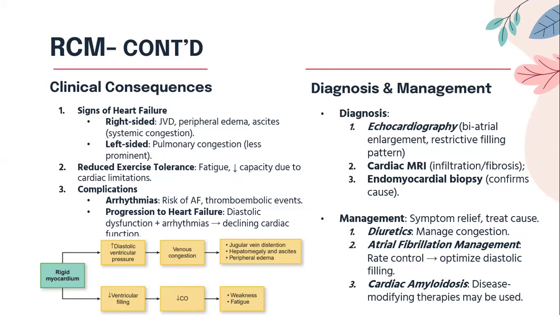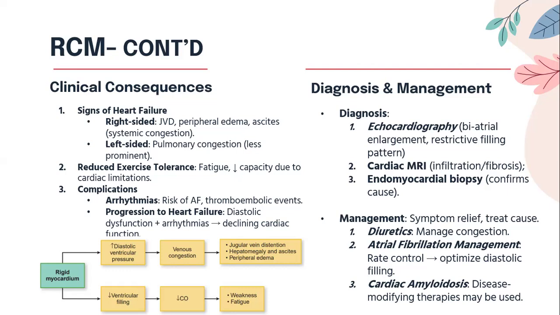Arrhythmias. Patients with RCM are at a high risk of this disease due to the atrial enlargement, which can lead to thromboembolic events and progression of heart failure. The chronic nature of the diastolic dysfunction, compounded by arrhythmias and structural changes in the heart, actually leads to a progressive decline in cardiac function.